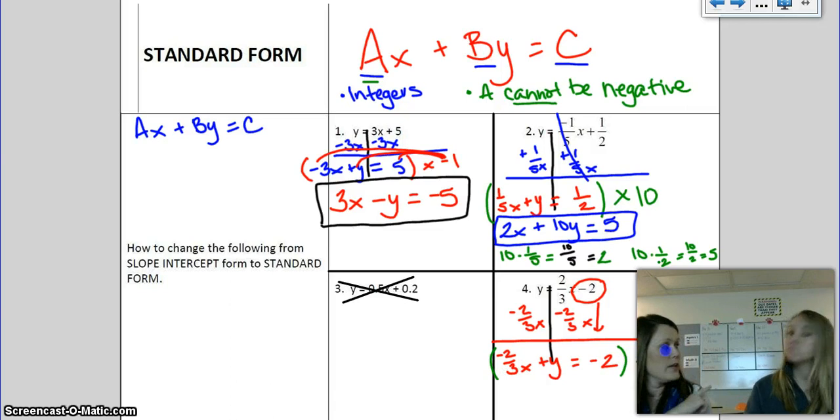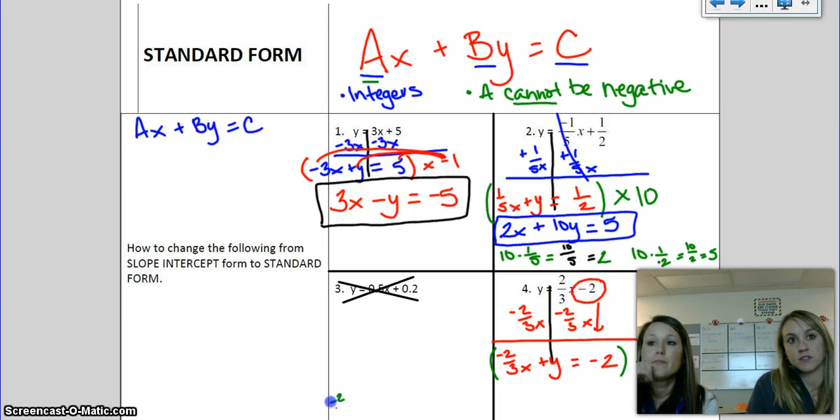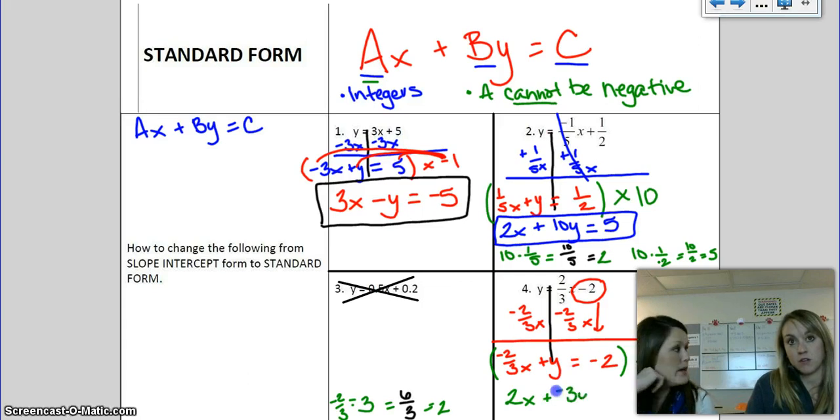But I also want to eliminate the fact that this is negative. I know that a negative times a negative gives me a positive. So I'm going to do that. Negative 2/3 times negative 3 is going to give me negative 2 times a negative 3, which is positive 6 over 3, which is 2. So 2x plus, and then negative 3 times y is negative 3y, equals negative 2.